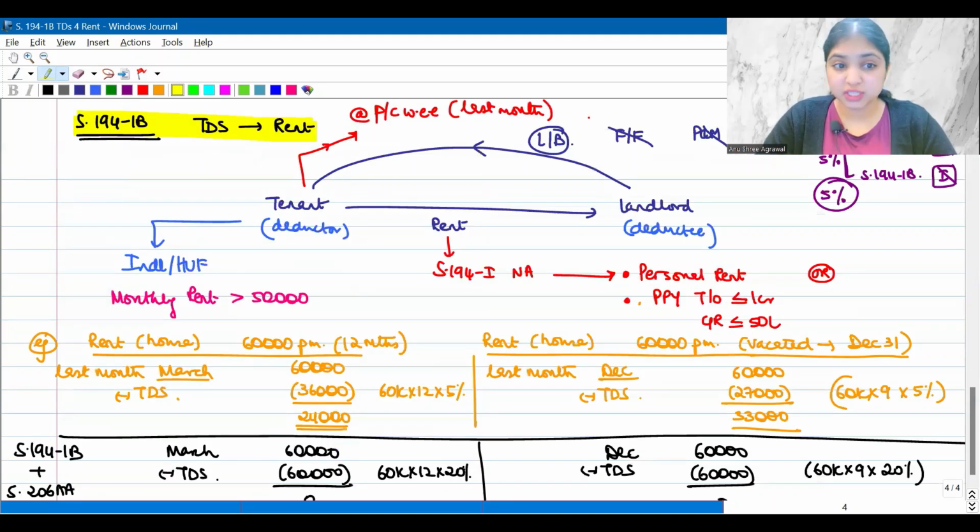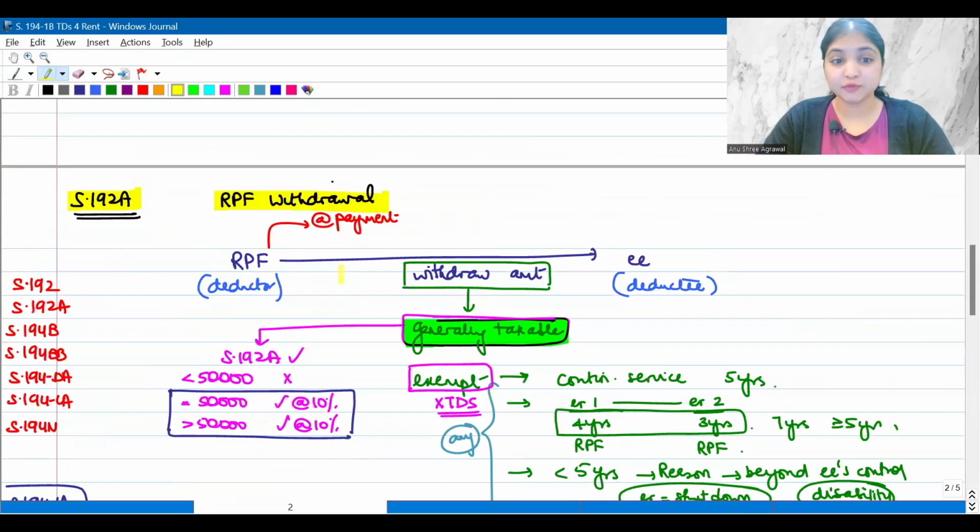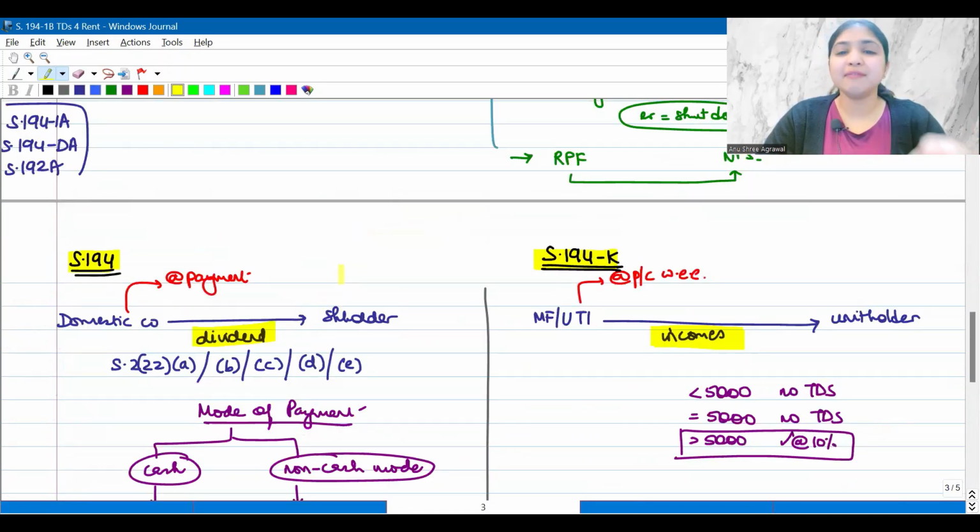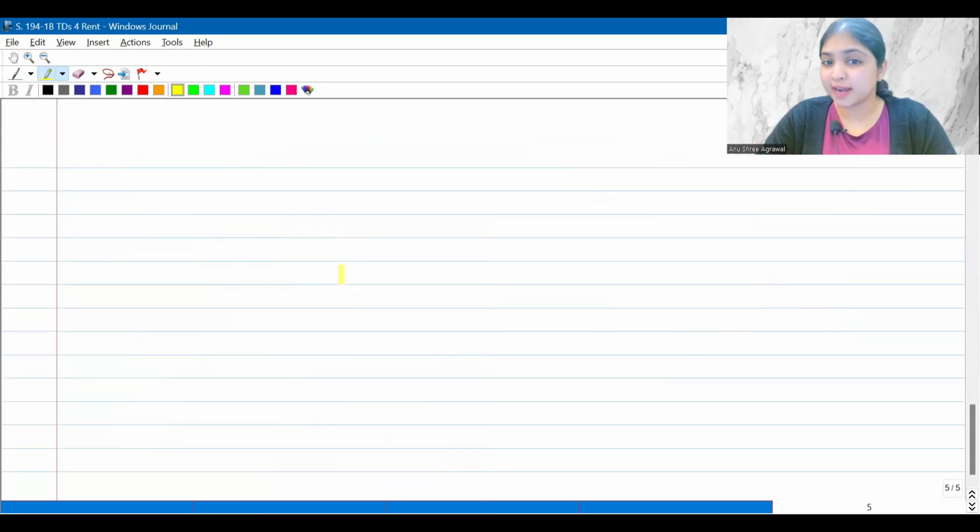So in this session, if you see, we've covered 194IB, TDS on rent, which is not covered by section 194I. We've spoken about 192A, which talks about RPF withdrawals, and we've discussed about section 194 and 194K as well. Now I'll take you to the next section.